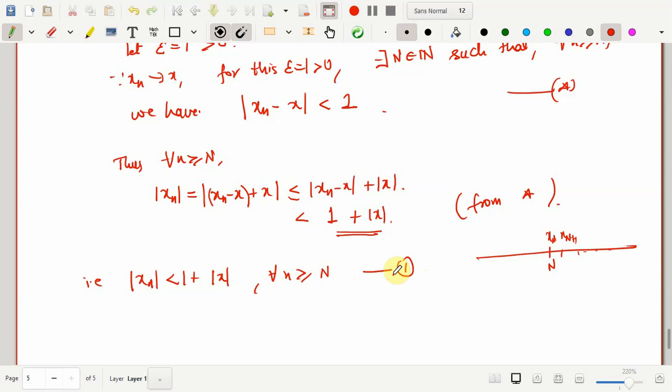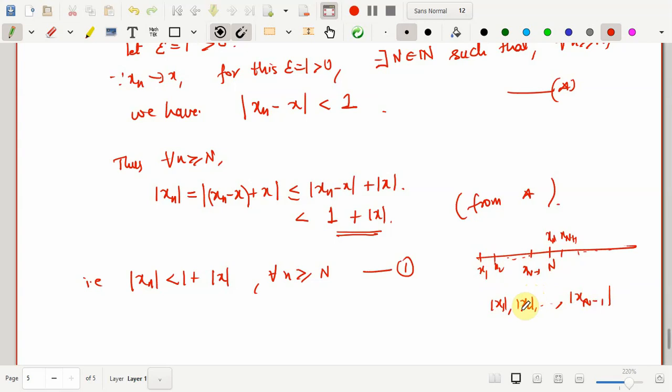This is not at all enough, because we don't know what is happening for x1, x2, and this goes on till say xN minus 1. So the question over here is, can we find a bound for this? Can we find a bound for this? Okay. Now since these are finitely many terms, if I consider mod of x1, mod of x2, and this goes on till mod of xN minus 1, these are only finitely many terms, starting from 1, 2 till N minus 1.